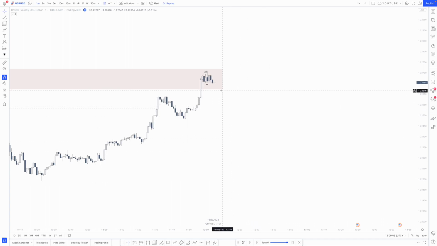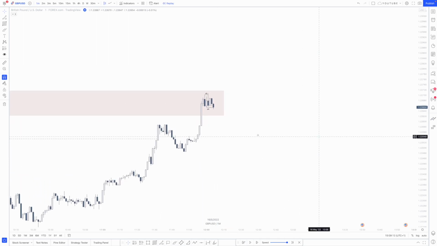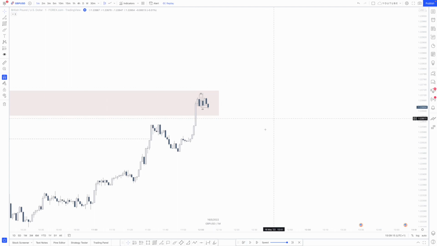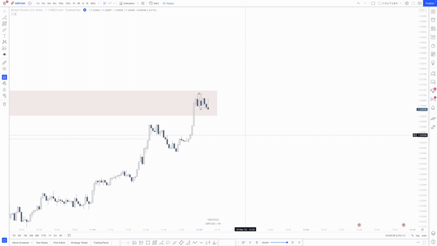And then as you can see, we do get our change of character. At this moment in time, I was thinking, where could we get involved? But I want to see a little bit more price action before getting involved, because the change of character happened really quickly, and I actually did miss the entry. So what I did is just waited. I missed this candle right here, and I didn't enter on time.